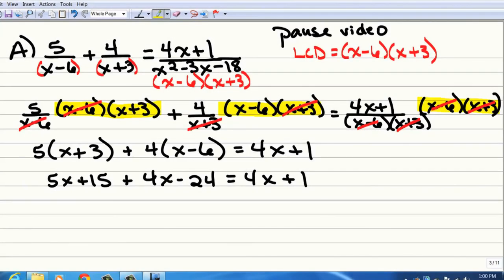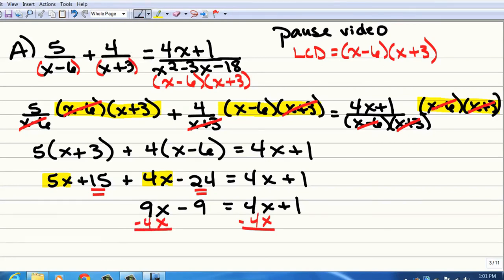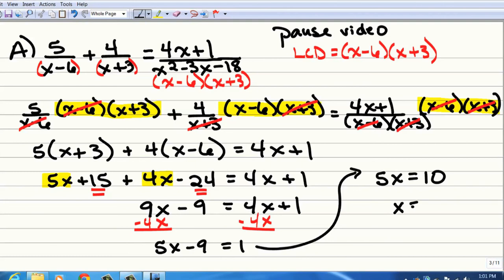Let's go ahead and simplify the left-hand side. We have a 5x and a 4x that we can combine, which gives us a 9x. And then we've got the 15 and the minus 24, which gives us a negative 9, equals 4x plus 1. If we subtract 4x from both sides, then we will get 5x minus 9 equals 1. Add the 9 to both sides, we get 5x equals 10. Divide both sides by 5, and we get x equals 2.